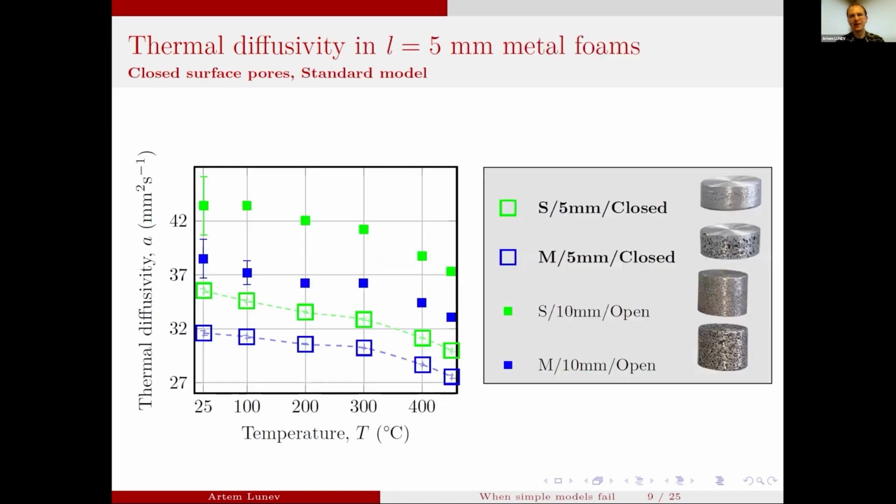samples. And then we also produced samples with closed porosity on the surface. We did this by grinding the faces of those samples. And because this alloy was very ductile, this produced opaque surfaces. So we also compared those measurements with the open porosity measurements, and we discovered that there's a difference in thermal diffusivity of the closed porosity and the open porosity samples.